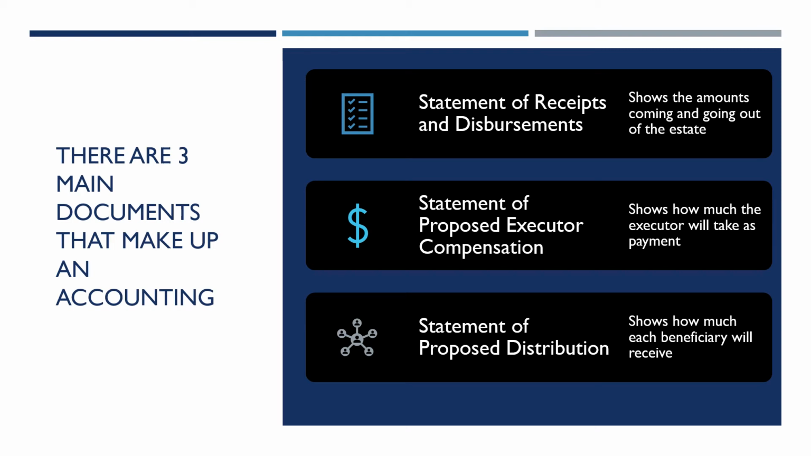There are three documents that make up an executor's accounting: the statement of receipts and disbursements, which shows the amounts coming in and going out of the estate; the statement of proposed executor's compensation, which shows how much the executor will take as payment; and the statement of proposed distribution, which shows exactly how much each beneficiary will receive. Let's look at each of these documents in more detail.